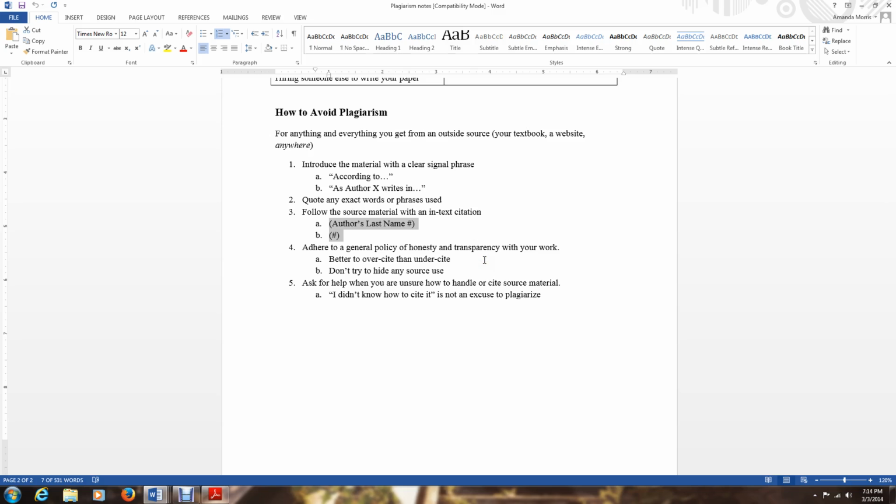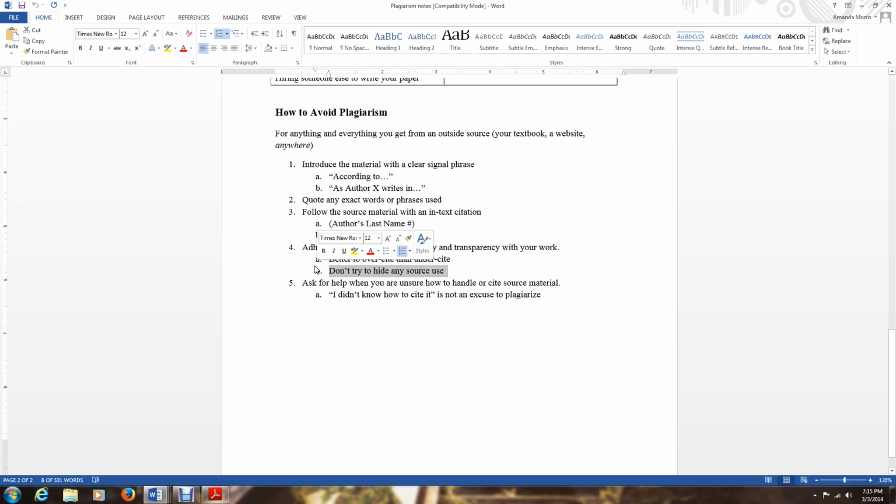I would much rather you put in citations when you don't need them. This is what I mean by oversight. Than leave them out because you don't think you need them. If you don't need it, I'll mark it out. It's a correction, but it's not as big of a deal as not including a citation when you should. And again, just try to be really open and honest about where you get information.